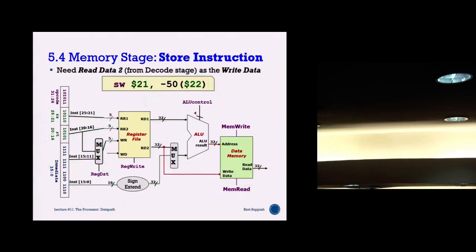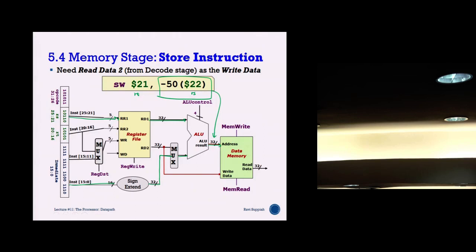For store word, what do we need to do? In store word, we still have your RS here, and you still have your RT. So this part, which is your RS plus offset, will still remain the same. Correct? RS plus the offset will still remain the same. This part comes in here, the offset gets sign extended, and you get the final address. So that part remains the same.